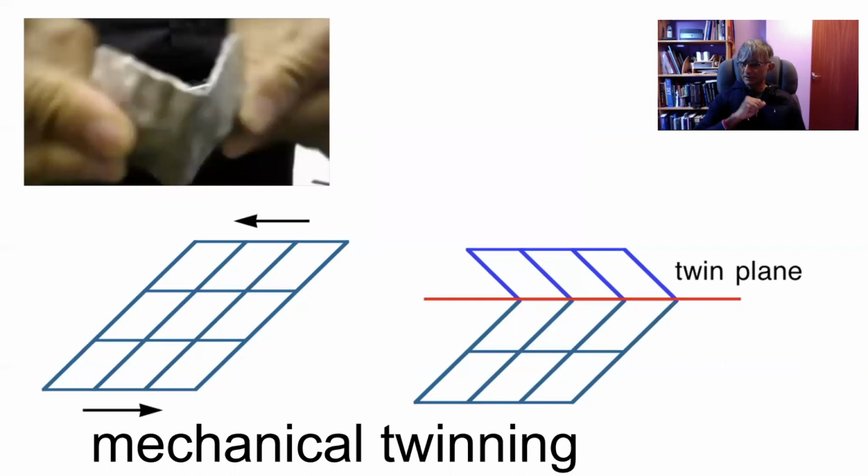So this is a twin, and clearly that will cause a shape deformation. And we'll talk about the magnitude of that deformation later. But like martensitic transformation, twinning can also occur extremely rapidly. And therefore, it is possible to get audible emissions from your material when twinning occurs.